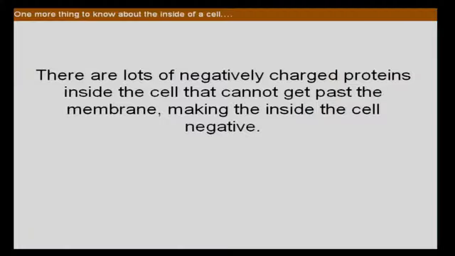So what's negative in the cell? Very important to understand. Within the cell, there are lots of negatively charged proteins. They just are there. They're born there. They live there. There's lots of proteins inside the cell. It has to do with all the machinery that's in there, and they happen to be negatively charged. So the inside of the cell starts out negative because of the presence of these negatively charged proteins.